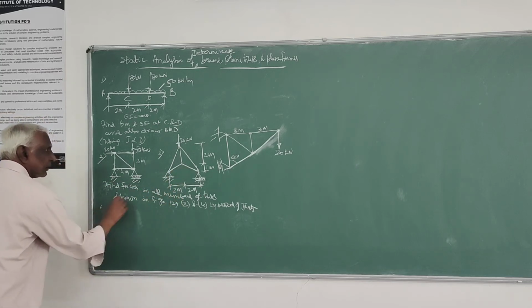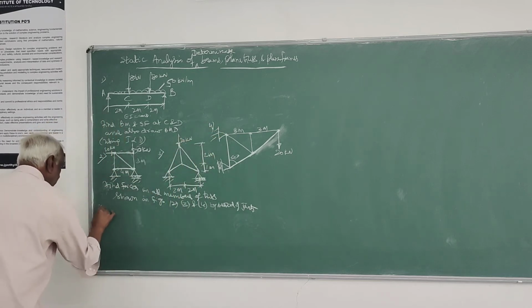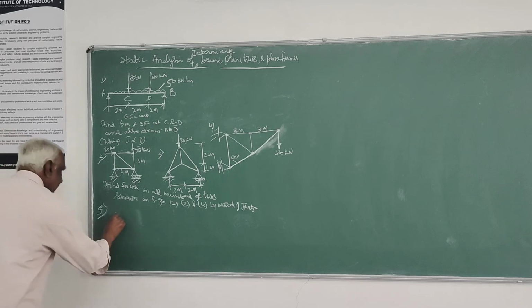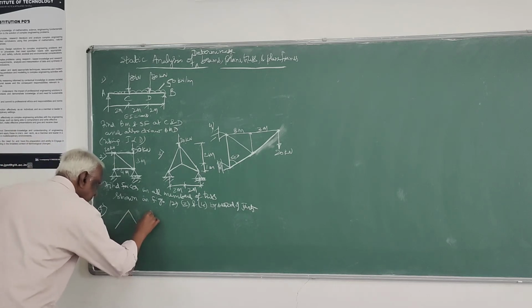Then, if this is the 4th problem, for the 5th problem you can analyze the truss by method of sections as well as by influence line diagram. Using influence line diagram, we can take first this truss.